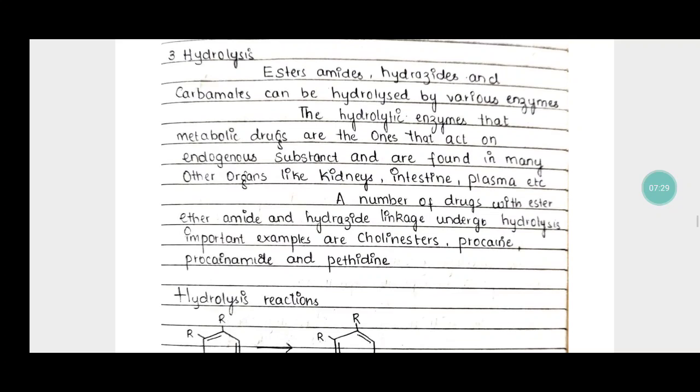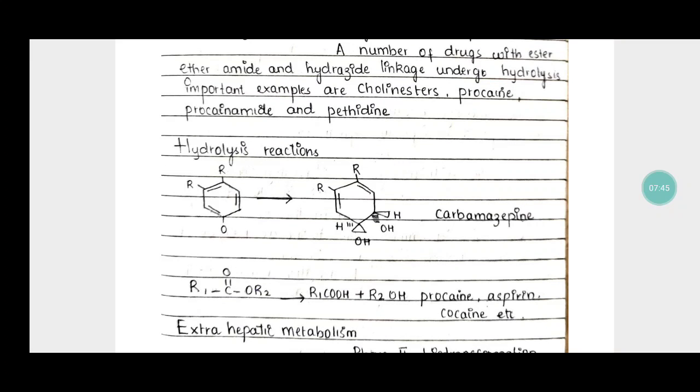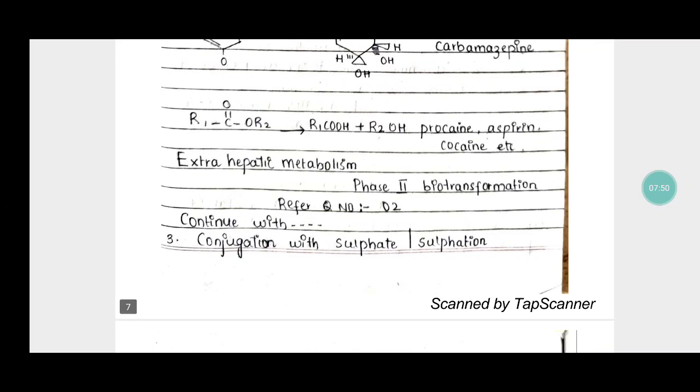A number of drugs with ester, ether, amide and hydrazide linkage undergo hydrolysis. The important examples are cholinesterase, procaine, procainamide, etc. So the reaction of the hydrolysis. Extrahepatic metabolism: refer question number 2, phase 2 biotransformation. I am going to continue with the answer.